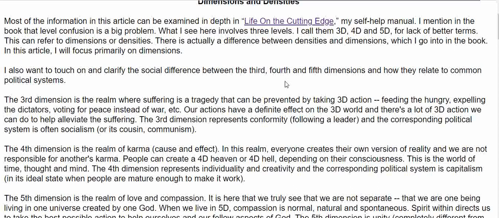Most of this one's by Sir Sal Russell, a Russian guy. He's a channeler. Most of the information in this article can be examined in depth live on the cutting edge, my self-help manual. I mentioned in the book that level confusion is a big problem, because many people think that we're going to the 4D, 5D.